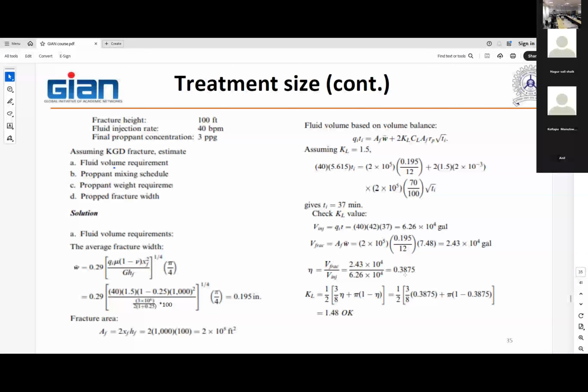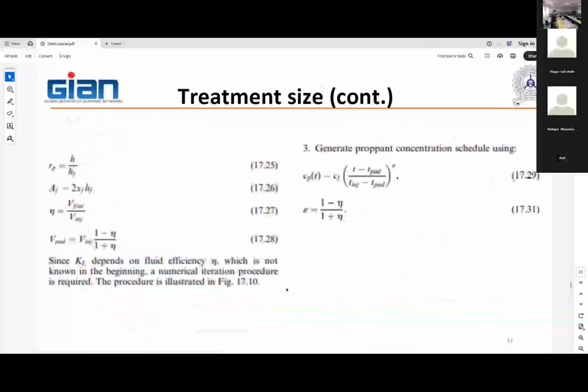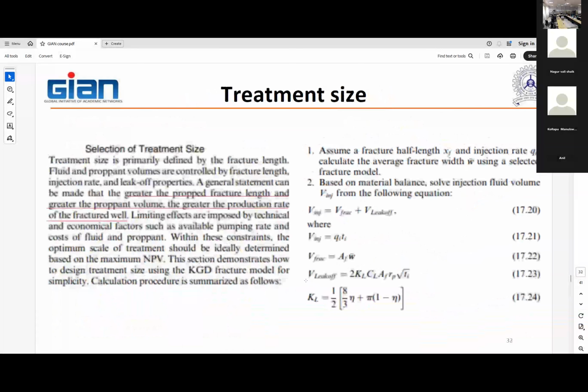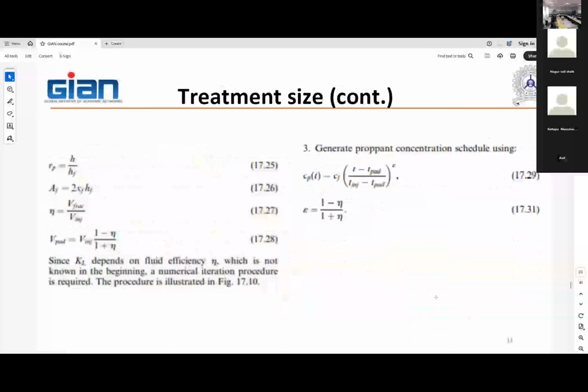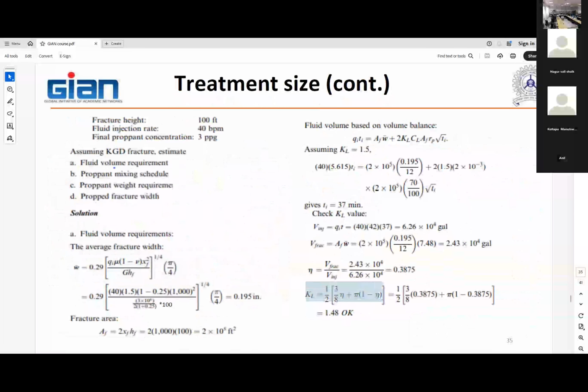So now calculate KL again. K sub L equal to half times 3 over 8 eta plus pi times 1 minus eta. I've told you this formula before, I've shown you this one. Look at this formula, it is the same formula that we are using now. Once you calculate KL from here, you get KL equal to 1.48. So now the question is, is this 1.48 very close to the 1.5 that you calculated from here or no? Yes, 1.48 is very close to 1.5. This means all your calculations are correct.